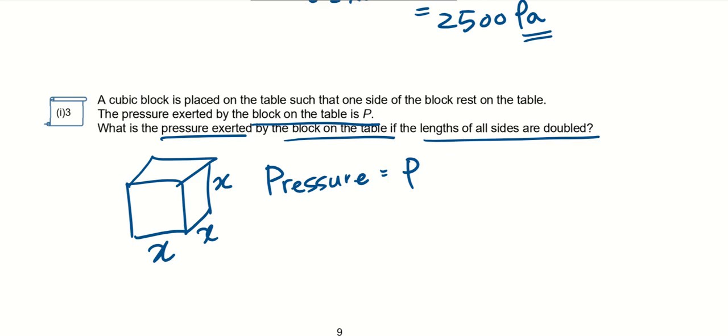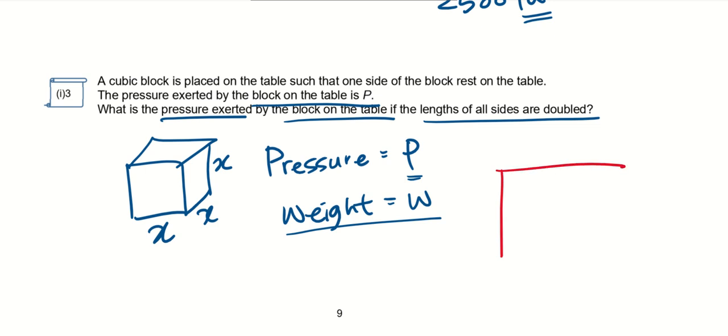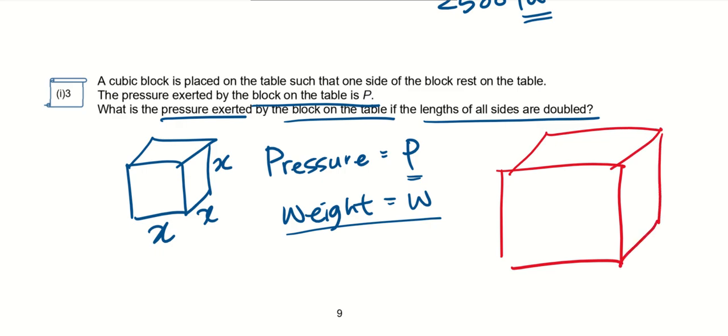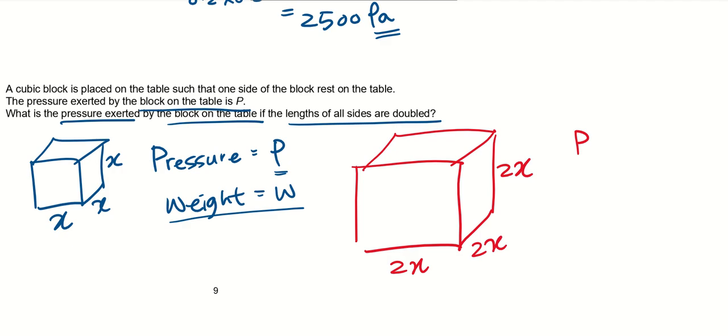The mass or the weight, let me call it W. For this cube, the pressure exerted on the floor is P. I'm letting the weight be W and I'm letting all the sides be X. Now what if this cube has all the sides doubled? That means this will be 2x, this will be 2x, and this will be 2x. They are asking for the pressure of this bigger cube.